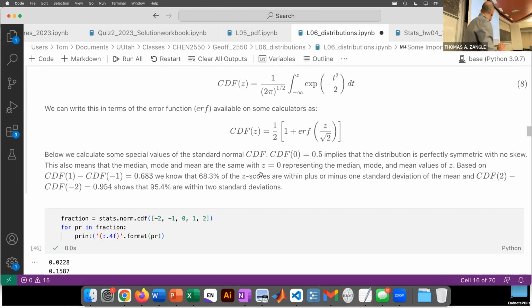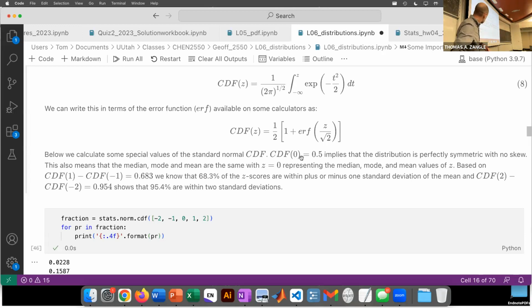But with this definition of the CDF, or cumulative density function, for the normal distribution, we can start to look at some of the properties. So, some special values. For example, if we look at the CDF of 0 and compute that with either of these expressions, what we end up with is that CDF of 0 is equal to 0.5. So this is telling us that the normal distribution defined in terms of z-scores is symmetric about 0, meaning 50% of the values are below 0 and 50% of the values are above 0.